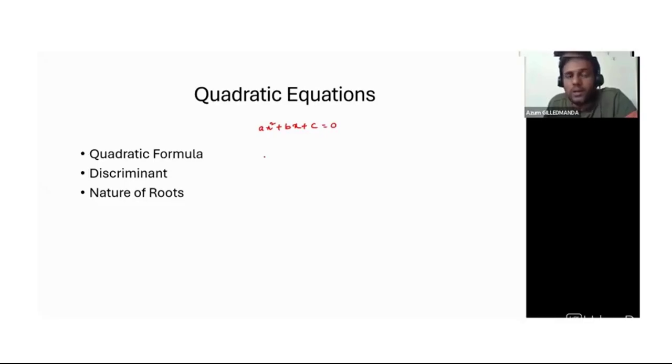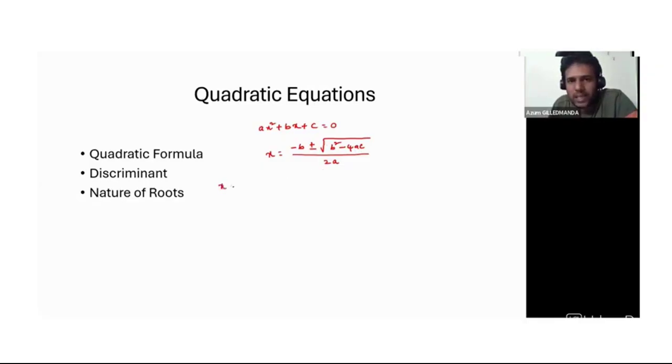Now there is a formula we can use to find the roots of the quadratic equation, that is x equal to minus b, where b is the coefficient of the x term, plus or minus square root of b square minus 4ac, by 2a. So this is the formula. Why do I write plus or minus? If we add, we get one root. If we subtract this value, we get another root.